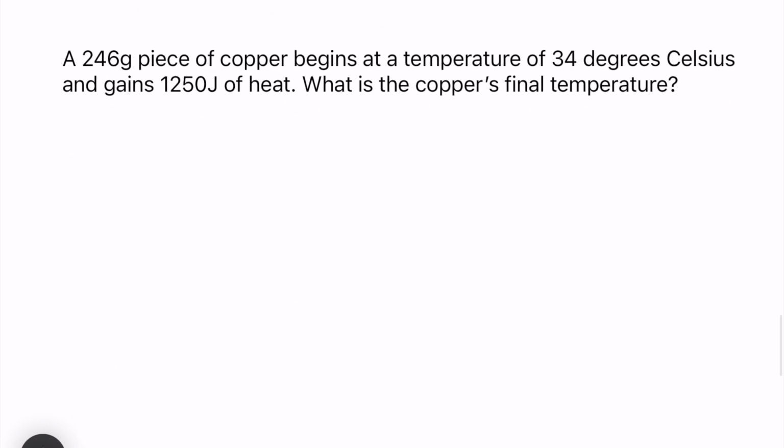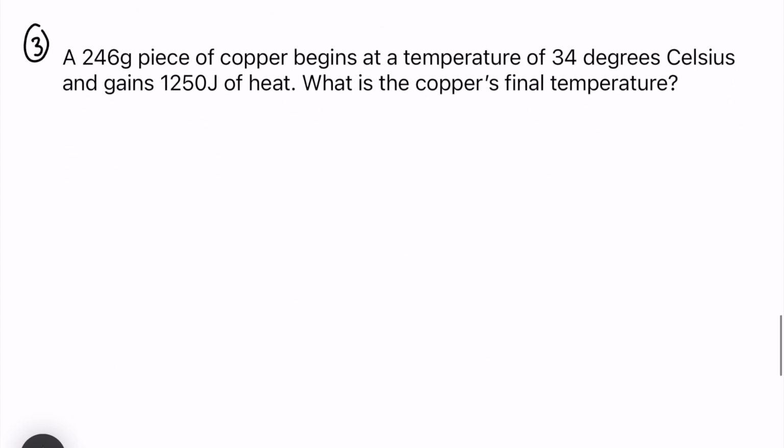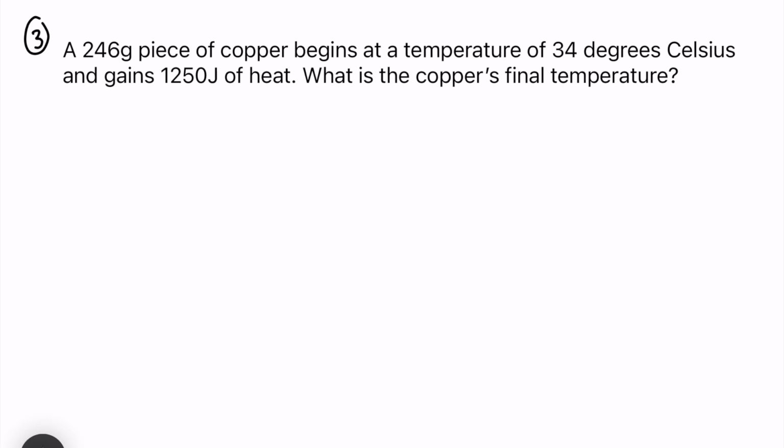Number 3. It says a 246 gram piece of copper begins at a temperature of 34 degrees Celsius and gains 1,250 joules of heat. What is the copper's final temperature? So a little bit different here. We're not looking for the Q value. It looks like we first have to find the change in temperature and then apply that to our initial temperature of copper, which is 34 degrees Celsius.